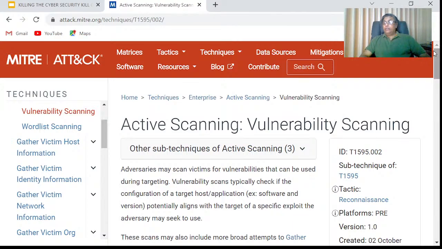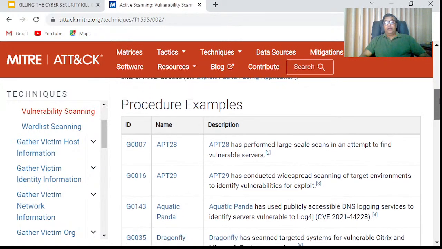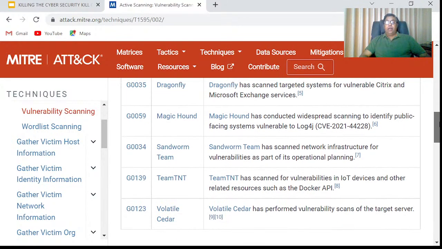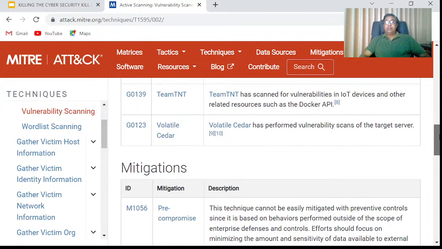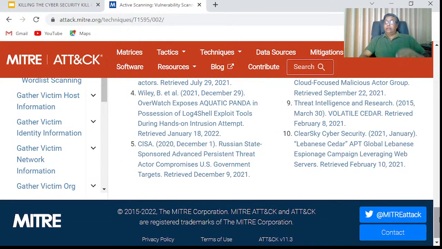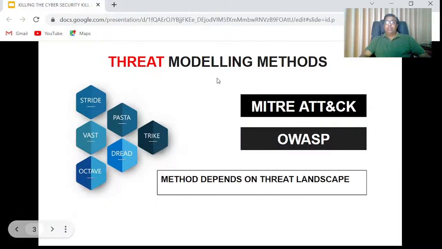And you can drill down into what vulnerability scanning is, what the procedures are, what kind of people are doing this, and what the methods of mitigation and detection are, and examples of incidents. So, this is a huge threat model. But when you're starting with your organization, you might have so many threats, but you need to focus on very specific threats that are relevant to your organization.